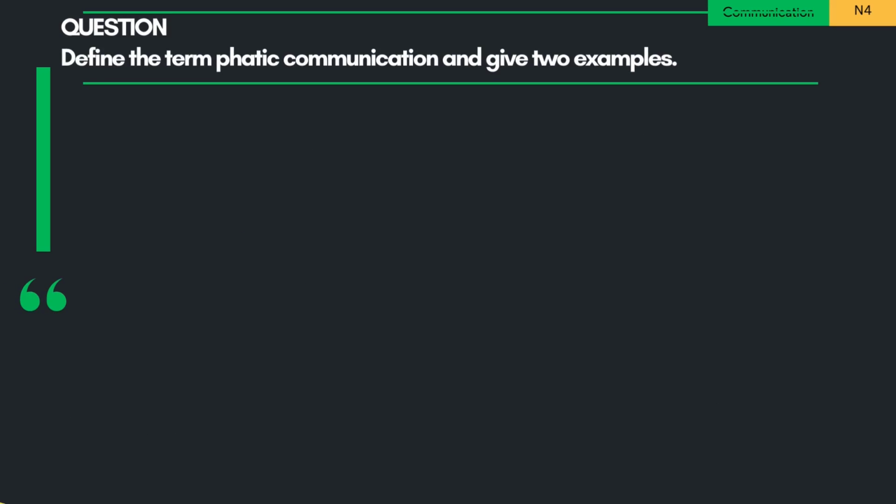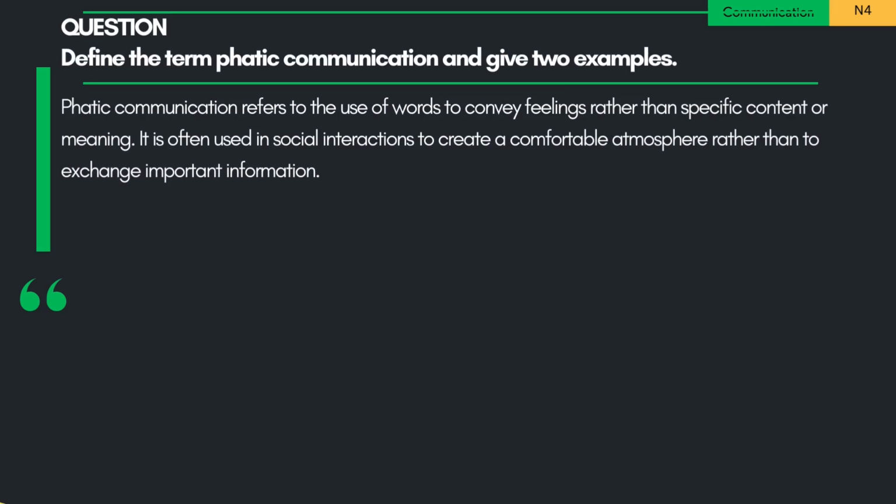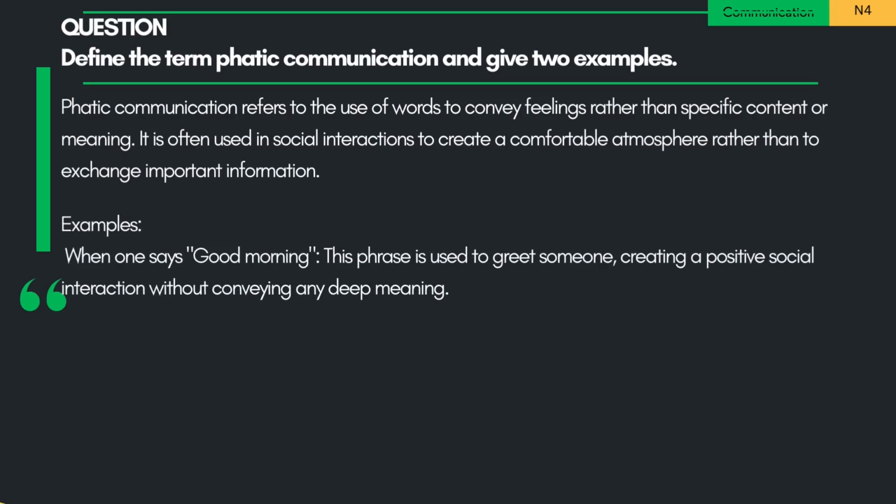Question. Define the term Phatic communication and give 2 examples. Phatic communication refers to the use of words to convey feelings rather than specific content or meaning. It is often used in social interactions to create a comfortable atmosphere rather than to exchange important information.